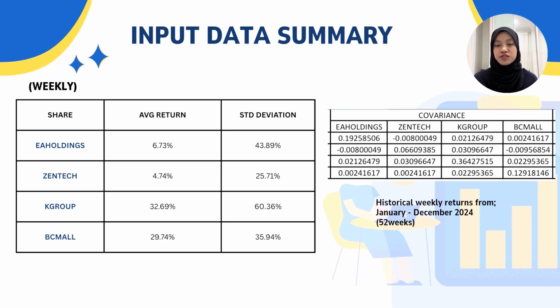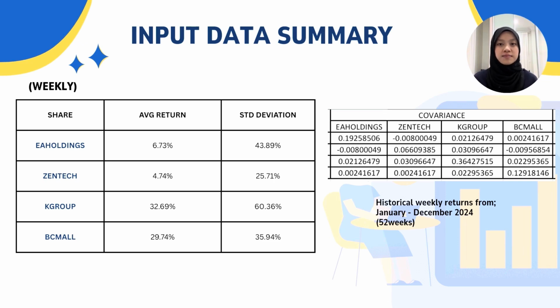We categorize the data in 3 components, which are average return, standard deviation, and covariance. The average return indicates the mean weekly return, showing how much a stock earns on average over time. For instance, K Group Berhad has a high return of 32.69%. The standard deviation measures the volatility or risk, showing how much the returns vary from the average. K Group is more volatile with a standard deviation of 60.36%, meaning its returns fluctuate widely, while Zentech is less risky at 25.71%, showing more stable returns.